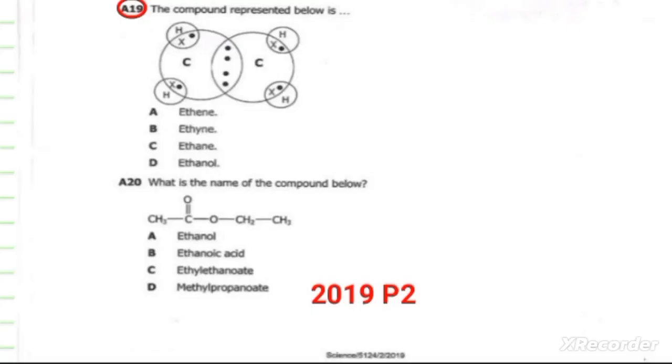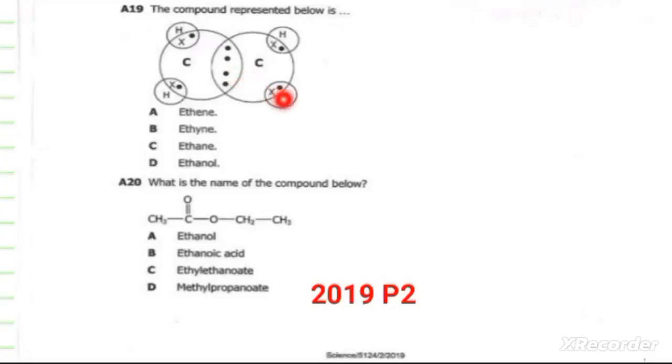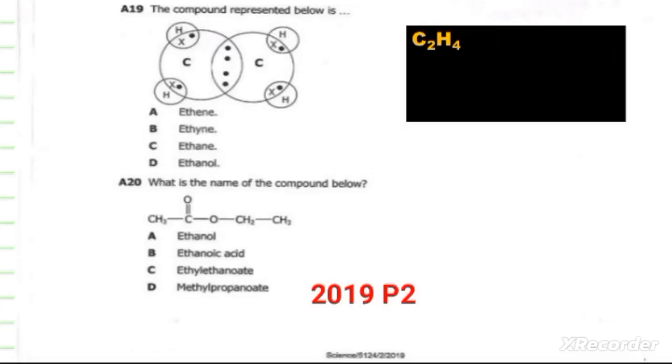If we remember very well, we said the number of outermost electrons shared determine the number of bonds. So let us determine the number of bonds. 1, 2, 3, 4. 1, 2, 3, 4. And here we have 2 bonds, 1, 2. So this one is capable of making 6 bonds.